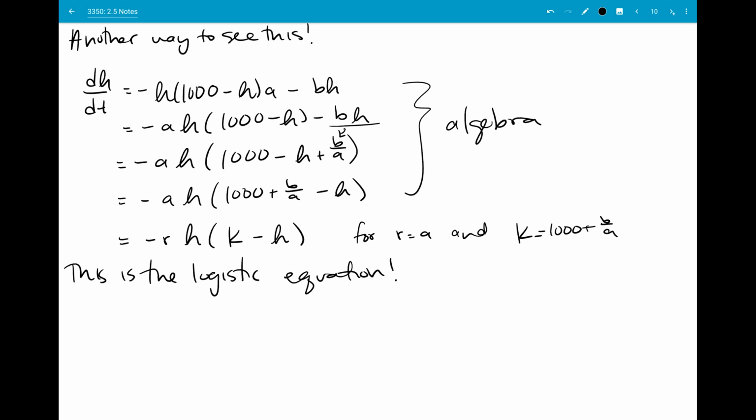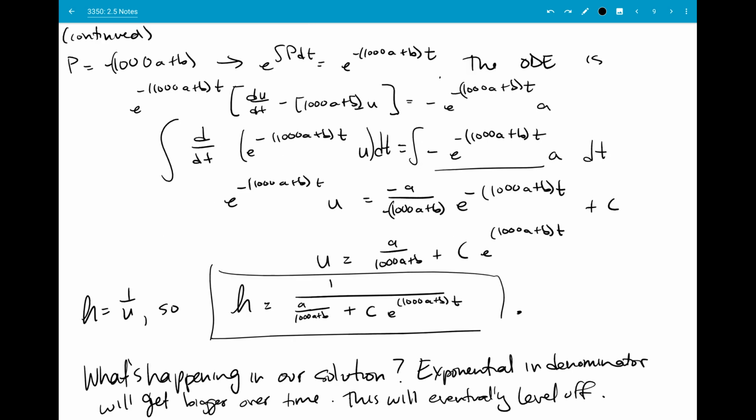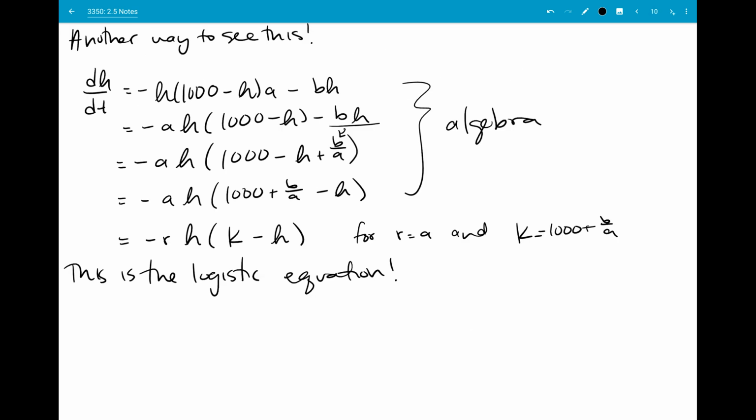And so a couple different things about this. First of all, now you know how to solve the logistic equation. You know that the solution to the differential equation should head to its stable equilibrium value. We've solved that the first time we learned about critical points. So we know that h goes to 1,000 plus b over a.